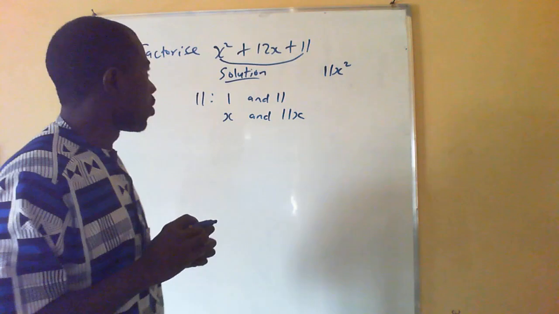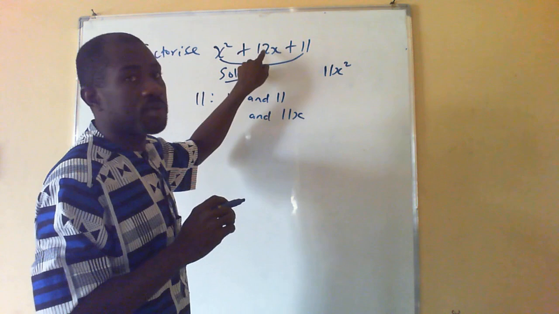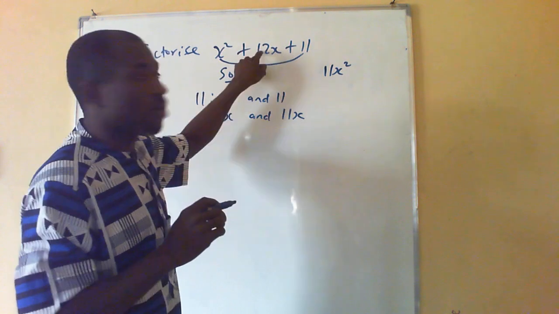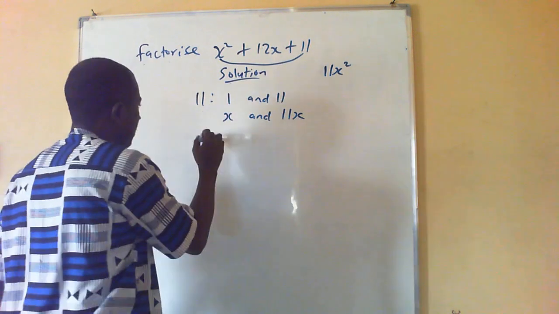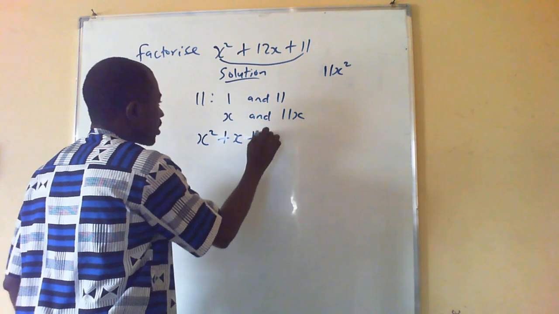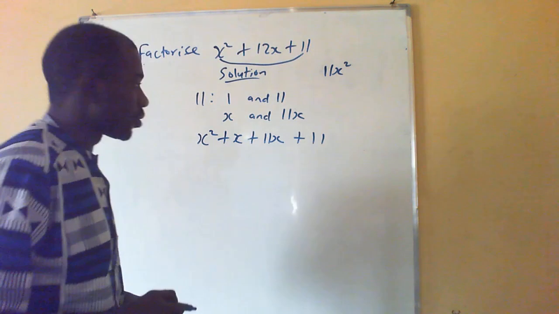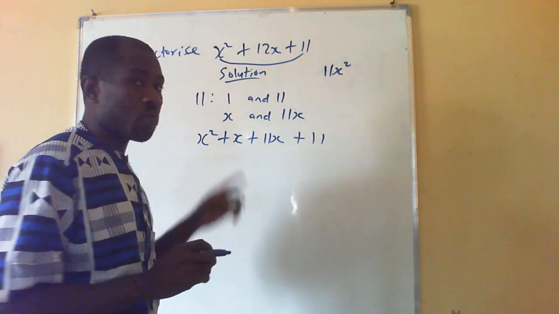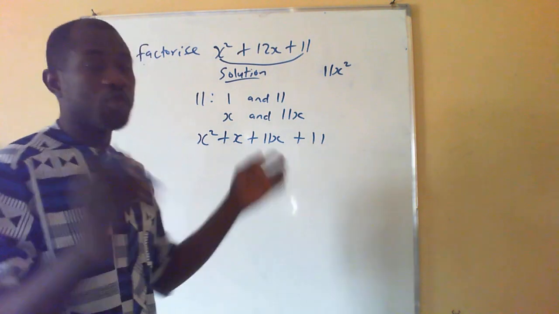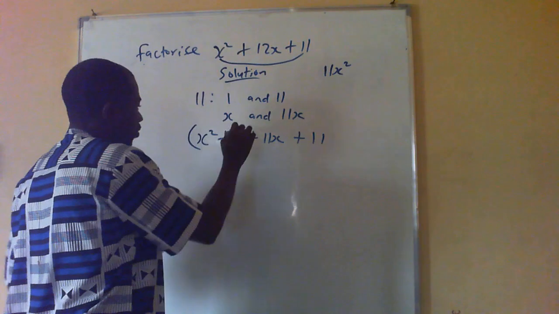Now we will put down. This one will take the place of 12x. So we write x squared plus x plus 11x plus 11. Remember, we will use factorization by grouping. So we will group this expression, and we will get something like this.